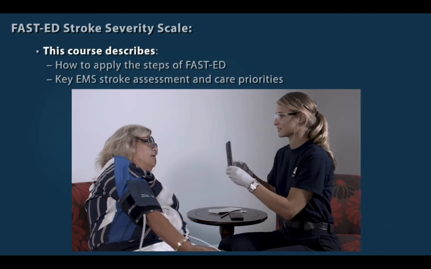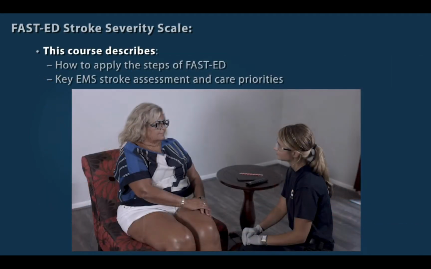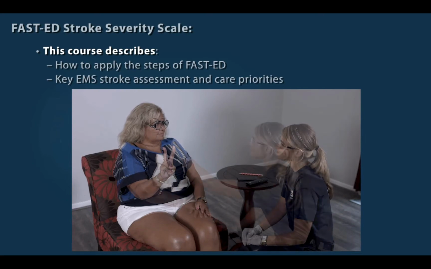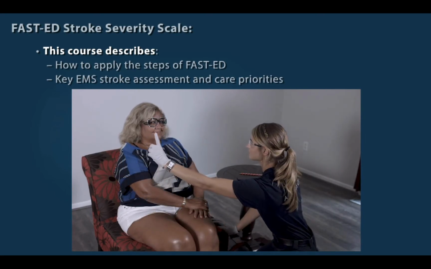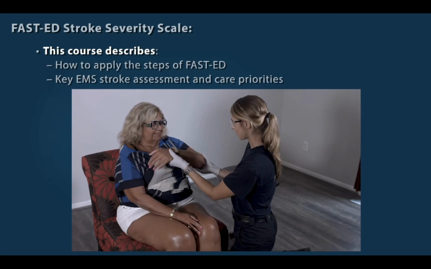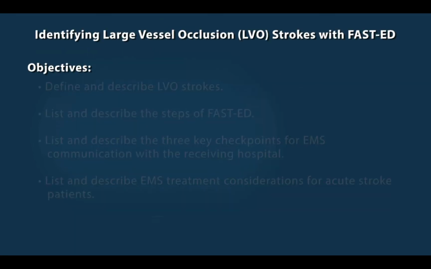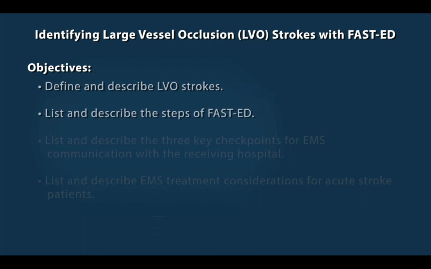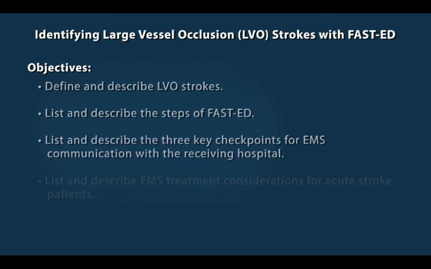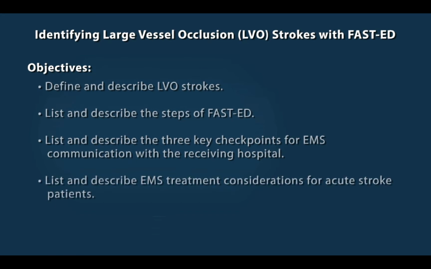This course describes how to apply the steps of FAST-ED and lists additional key priorities associated with best practices in stroke patient assessment and care. By the end of this course, you will be able to describe and define large vessel occlusion strokes, list and describe the steps of FAST-ED, list and describe the 3 key checkpoints for EMS communication with the receiving hospital, and finally, list and describe EMS treatment considerations for acute stroke patients.